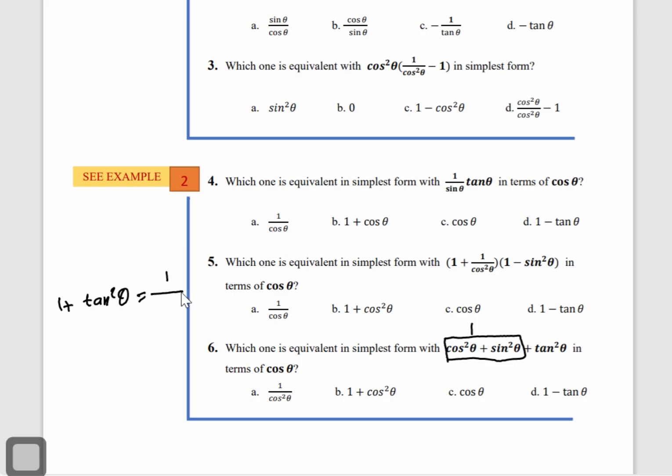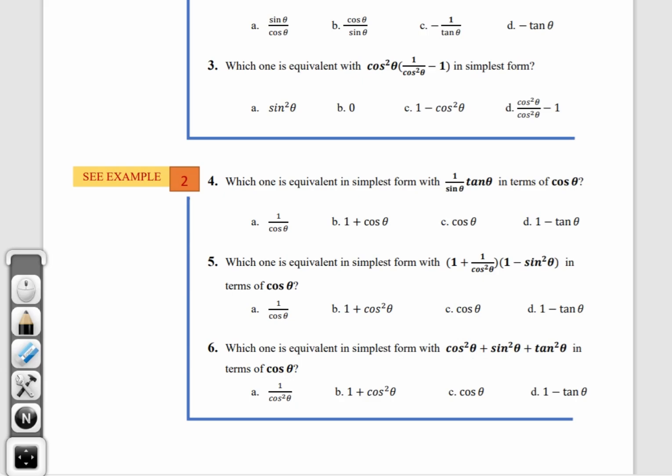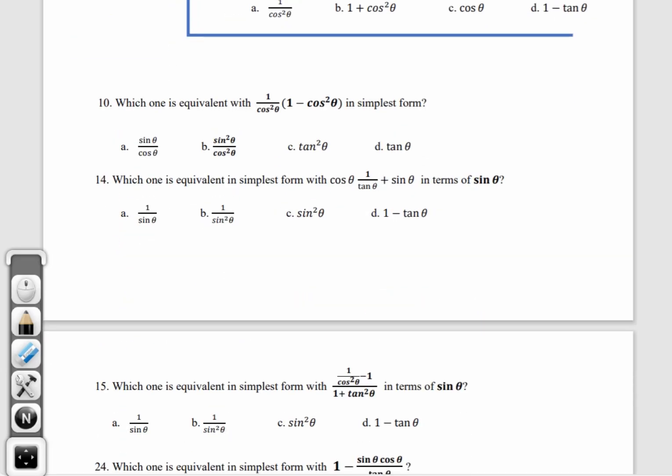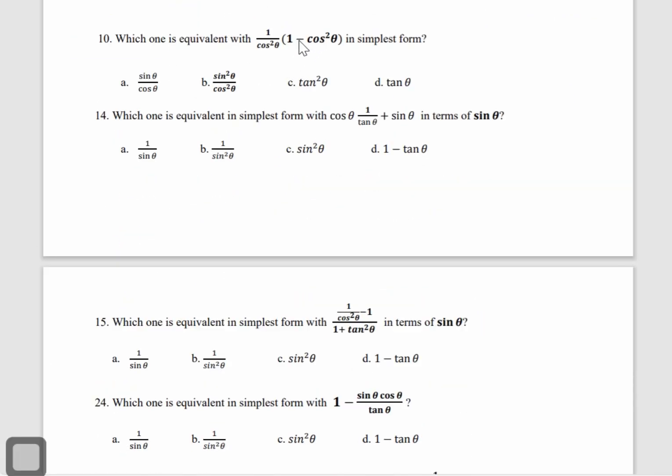On the table in the first page, we have 1 plus tan square equals 1 over cosine square theta. So 1 over cosine square theta is the true answer. Let's move on to the other exercises. Which one is equivalent with this?